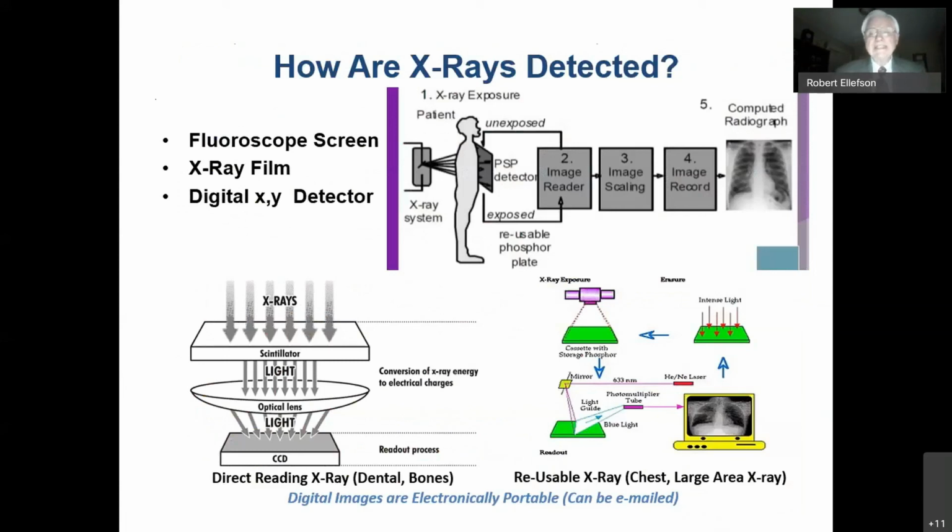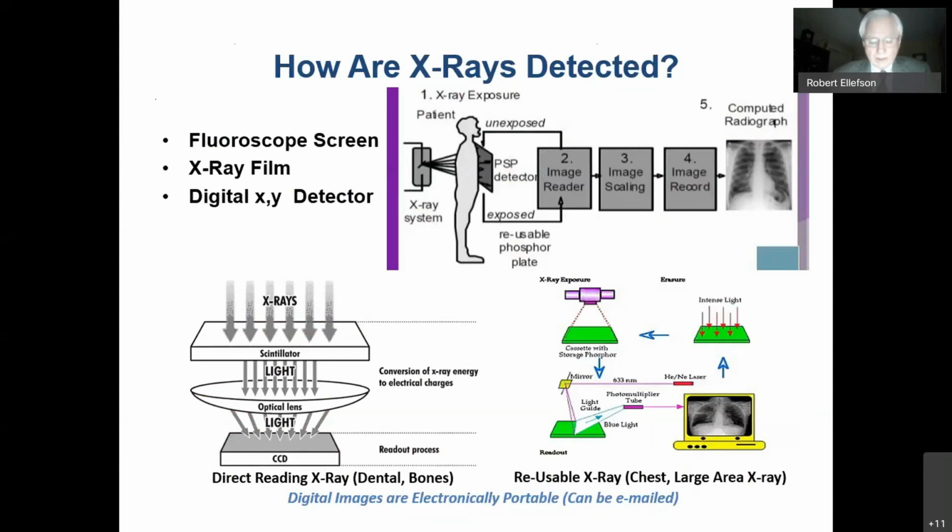So how are X-rays detected? We saw an example of a fluoroscope screen, which is just doped zinc sulfide, and it glows green if it's hit with an X-ray. There's also X-ray film that's been used for many years as a permanent record of your chest X-ray in this case. But there are other digital means of doing it that are very important now, because they allow you to record them and pass them around to other medical staff.